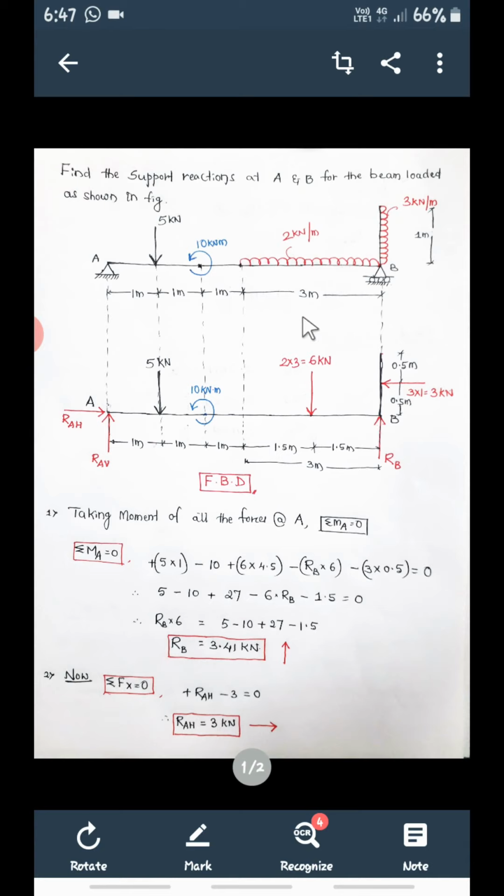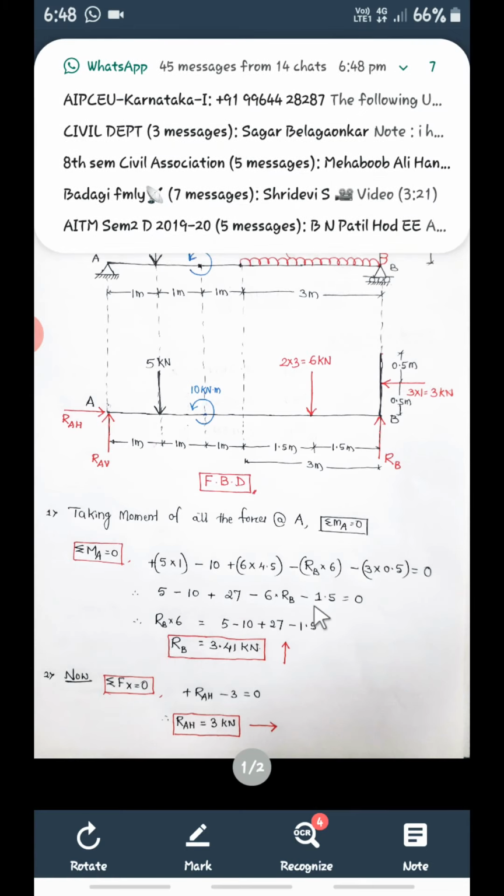Now this is anti-clockwise. With reference to A, see the direction of RB. This will produce an anti-clockwise movement. So what is the perpendicular distance between this RB and A? That is 3 plus 3, total 6. So that is minus RB into 6.